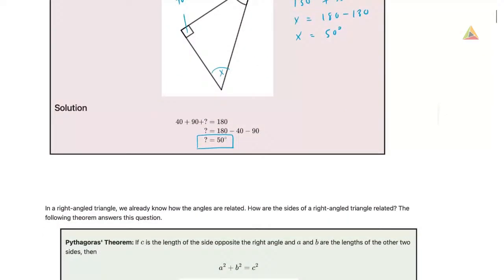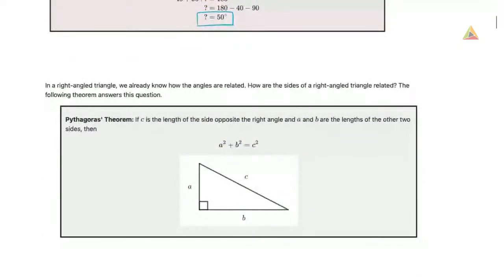Okay, so we're going to go on to the next example now. In a right angle triangle, we already know how the angles are related. So how are the sides of a right angle triangle related? So the following theorem answers this question, and I've just gone through it above. So Pythagoras' theorem: if C is the length of the side opposite the right angle, which is known as the hypotenuse, so I'm just going to mark that into the diagram, it's the hypotenuse, then A and B are the lengths of the other two sides. Then the rule is C squared is equal to A squared plus B squared.